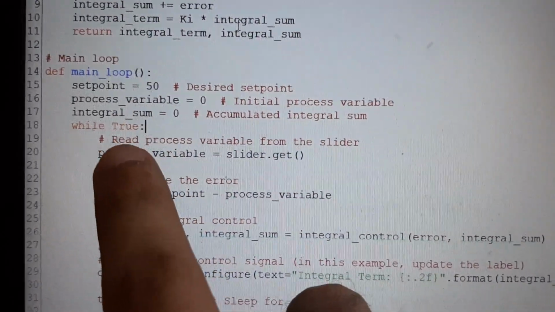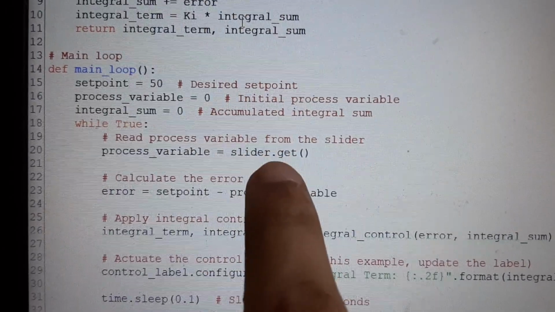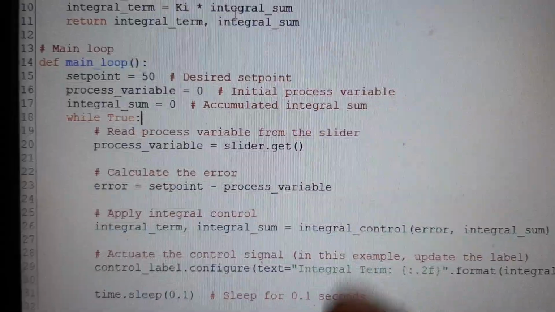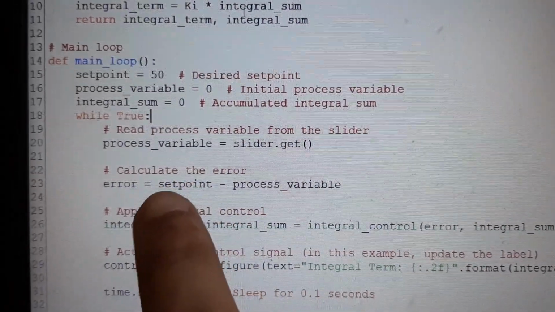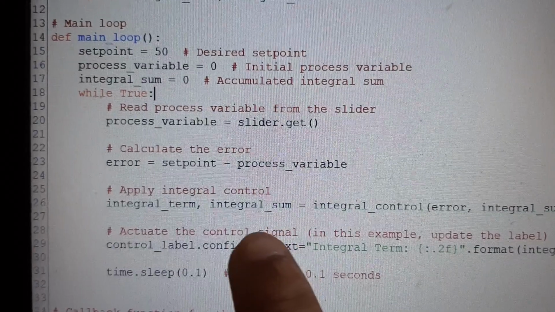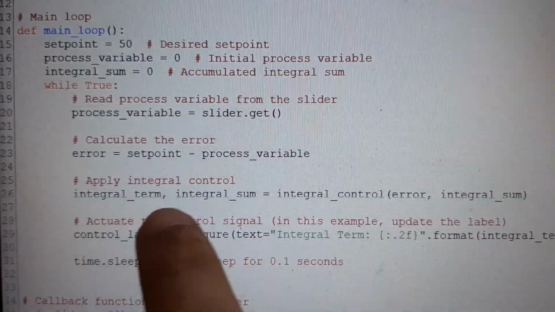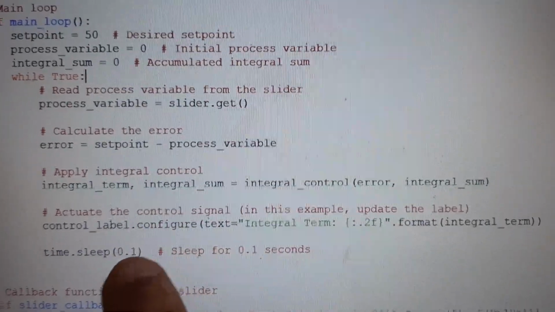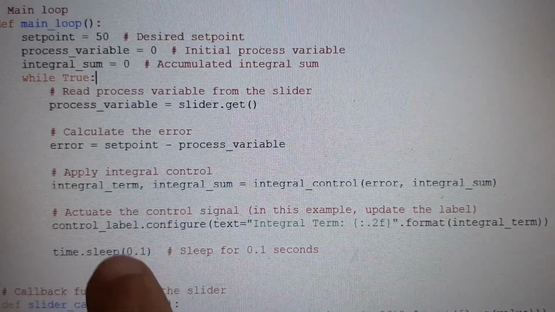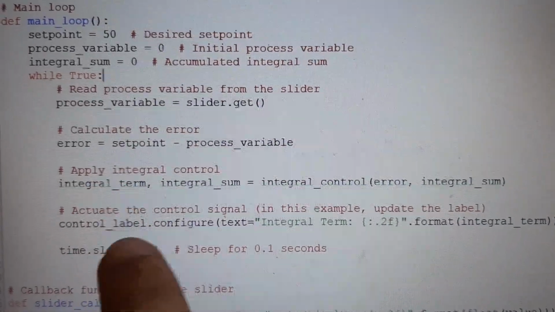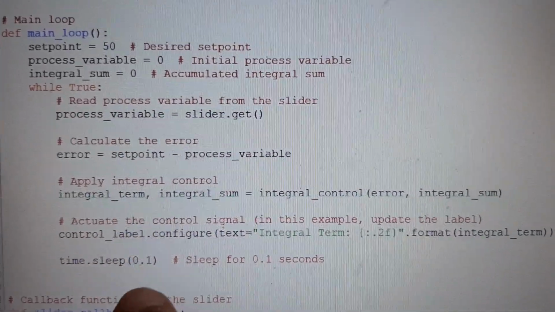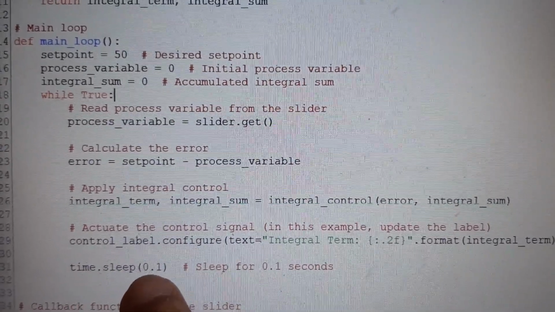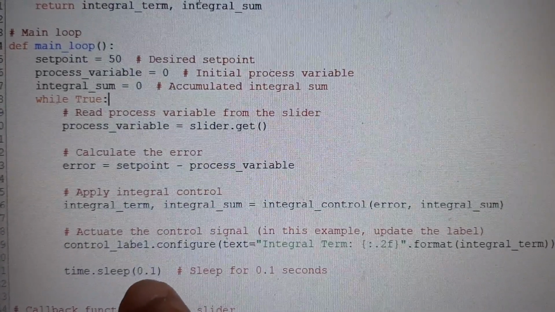integral sum, and continuously we get the position of the slider, and calculate the error between the set point and the process variable, and then we calculate the integral term and the integral sum, and then on the basis of this we... and this is all with a time duration of 0.1, so that's 100 milliseconds.